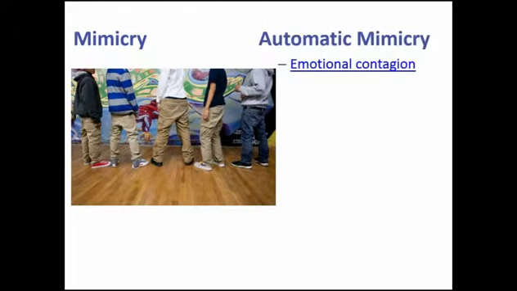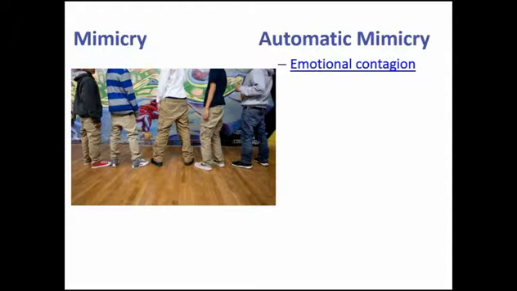So mimicry, here's a good example of somebody mimicking their peers. We got a group of kids all sagging. So everybody's doing the same thing. Automatic mimicry oftentimes manifests itself in the form of emotions. I've got a link here if you want to watch these slides as a slideshow, and click on this link. It shows an example of emotional contagion.